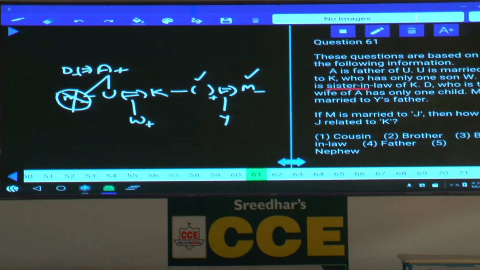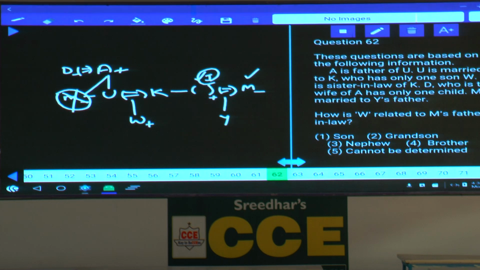Done with this? Now, this is about question number 61 to 63. Then, if M is married to J, M is a female, then J will be here, J is a male. Then, how is J related to K? J is the brother of K, choice 2.